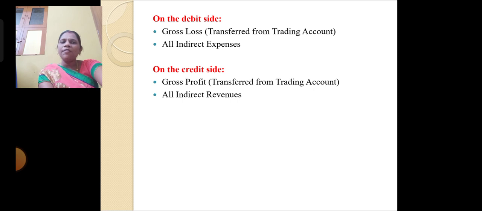Gross profit, if it occurs, will be transferred from the trading account. All indirect revenues are posted on the credit side of the profit and loss account.